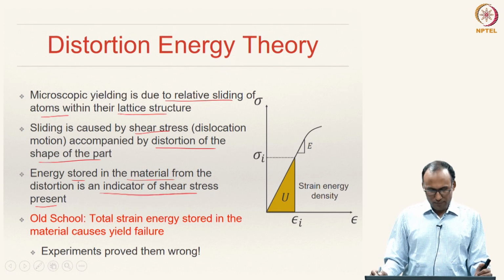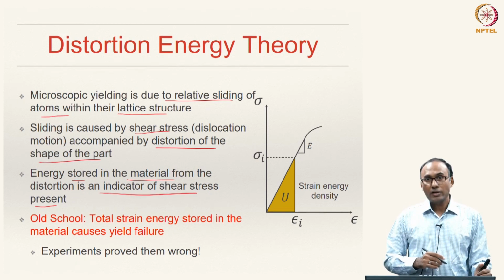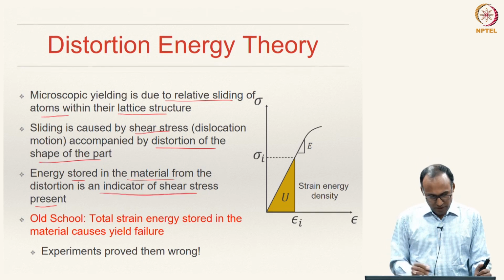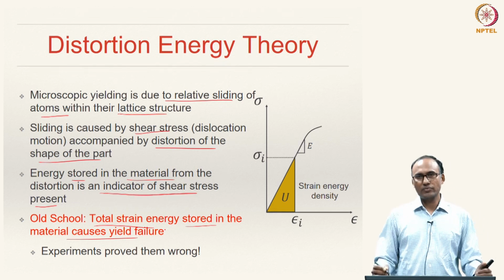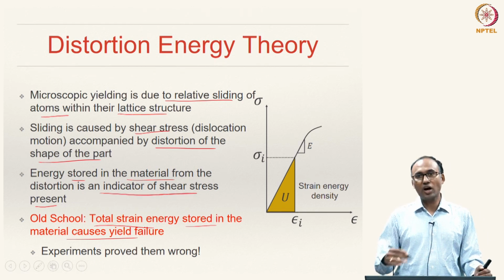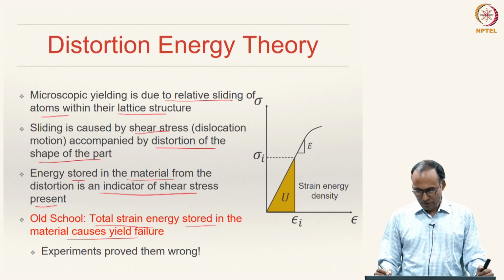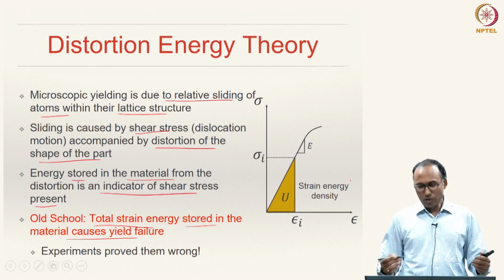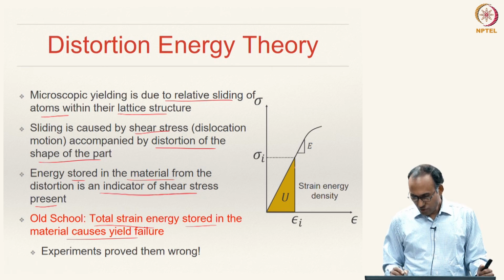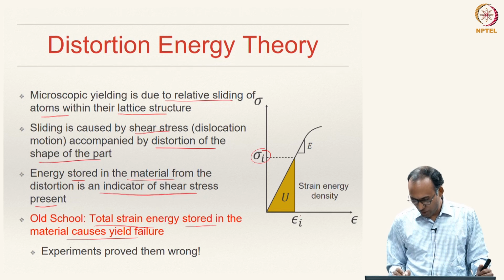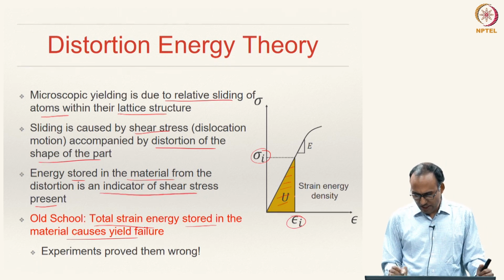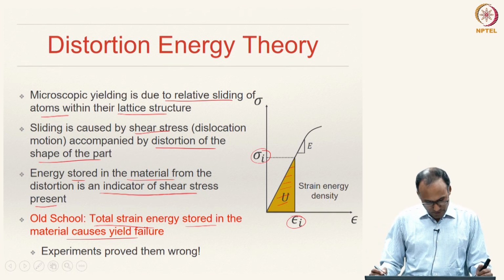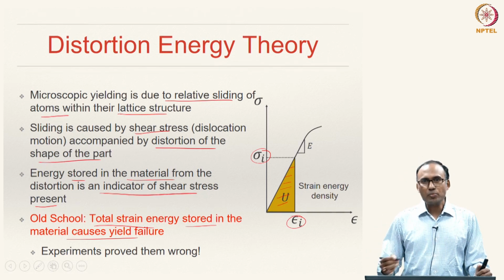People earlier thought that the total strain energy theory was also a basis for this. People were thinking that the total strain energy stored in the material causes yield failure, that means that is what causes the onset of plastic deformation. When we look at what we mean by total strain energy, it is the area under the curve up to the yield point. Let us say sigma Y is our yield point and the corresponding strain is epsilon Y; the area of this triangle is what we call total strain energy. However, experiments proved them wrong.